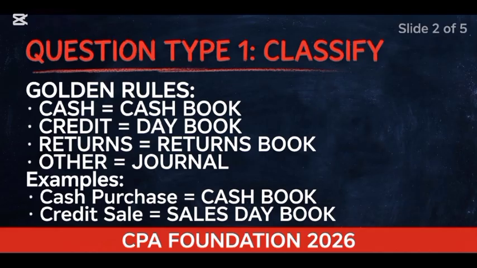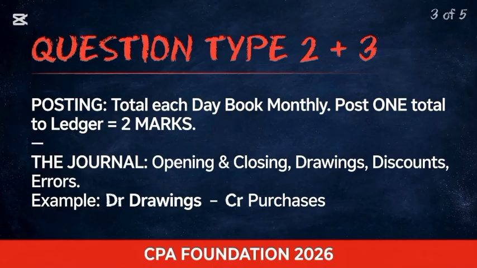Examples: cash purchase equals cash book. Credit sale equals sales day book. Master these four rules for the exam. Now, question type 2 and 3.